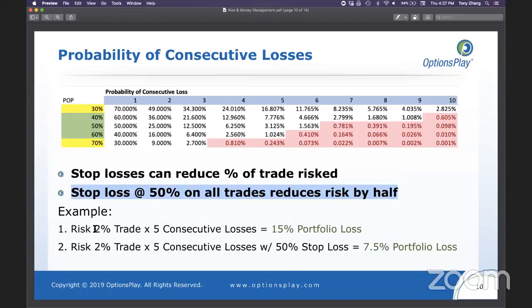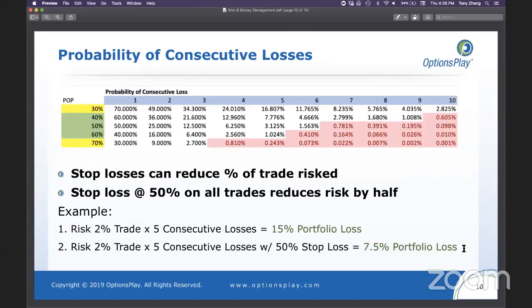So for example, when we talk about having 2% trades with 5 trades, that's actually a 10% portfolio loss. Sorry, there's a typo here for 15%. That's actually a 10% portfolio loss. But if, let's say, you did those same trades with a 50% stop loss, you would actually have half the portfolio loss. So here, only 5% instead of 7.5%. I'll fix that in the slides before I send that out to everyone.